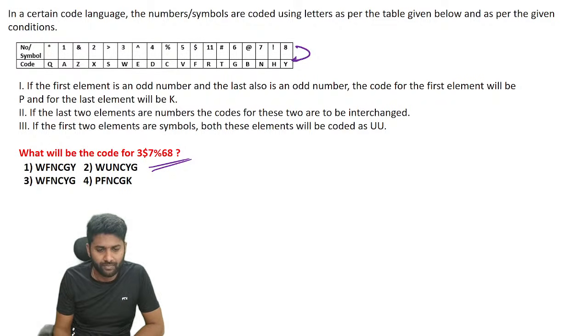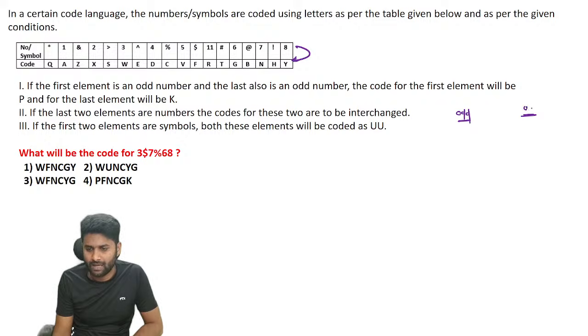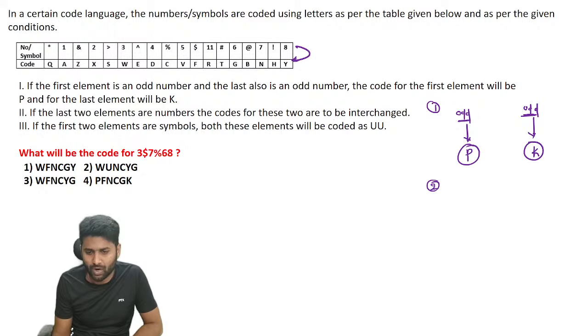Now see, the information says that if the first element is odd and the last element is odd, they are talking about first and last. If the first element is odd and the last element is odd, then the code of the first element will be P and the last element K. So that is condition number one. And condition number two: if the last two elements are numbers, then the codes of these two are interchanged.